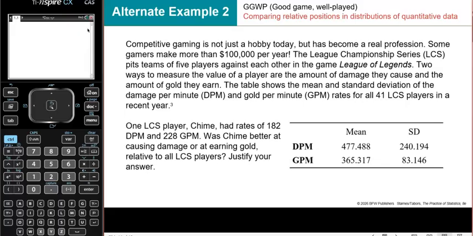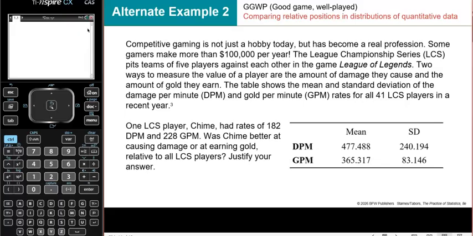Okay, this one they're going to do. This is one I want to look at. Sorry about that. So competitive gaming is not just a hobby, it has also become a real profession. Some gamers make more than 100,000 a year. Maybe I need to become a gamer. I tested video games in college. TurboGrafx was the name of the game for me.